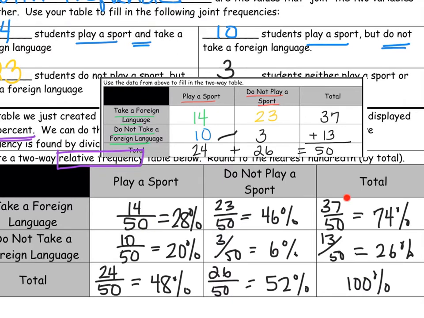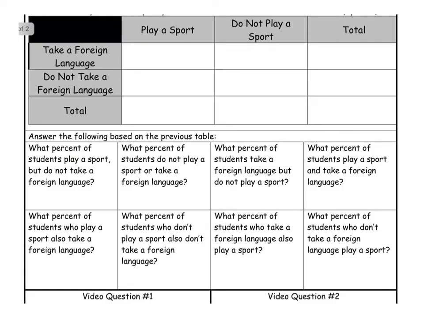And then for our totals, 74% take a foreign language, 26% do not take a foreign language, 48% of students surveyed play a sport, 52% of students surveyed do not play a sport. And again, this has to equal 100%. Okay, so we're going to use that relative frequency table to answer the questions on the bottom. Just give me a second and I'm going to fill in that data for you.